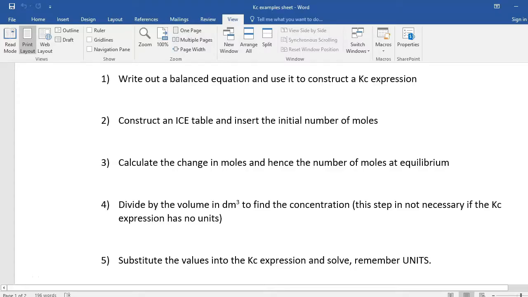Welcome back, and in this video we're going to be looking at calculating Kc using something called the ICE method. ICE stands for initial, change and at equilibrium. So this is the ICE method.